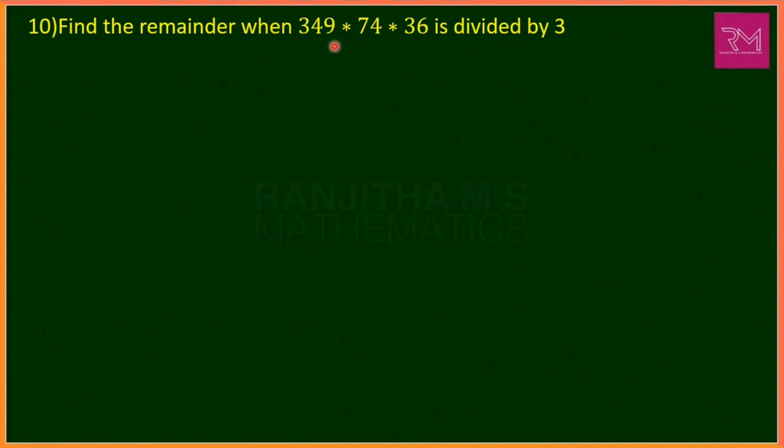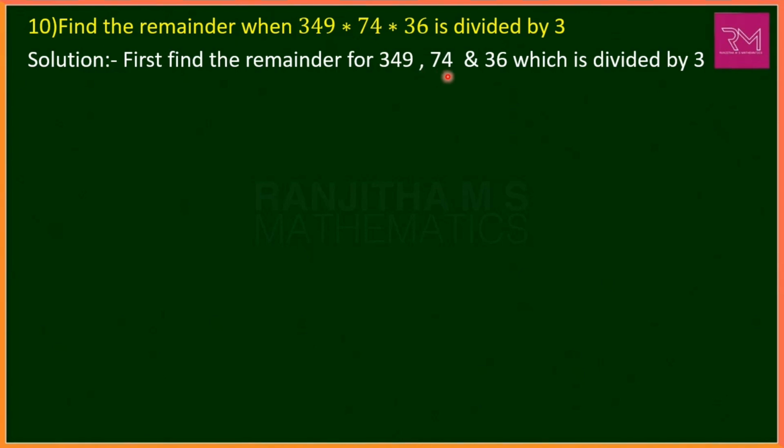Find the remainder when 349 into 74 into 36 is divided by 3. These are all very important problems. The procedure is the same as before. Here we first find the remainder for 349, for 74 and for 36 separately, when divided by 3. First divide 349 by 3. We take the quotient as 116. If you multiply 116 with 3, we get 348, which is nearly equal to 349. Next we subtract 348 from 349 and get 1. So 1 is the remainder. Therefore 349 is congruent to 1 mod 3.